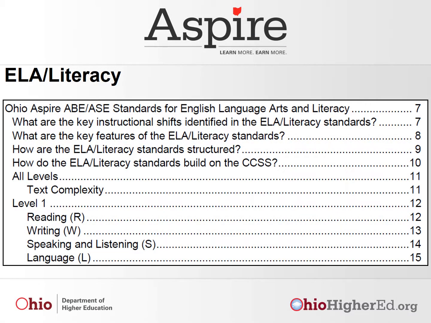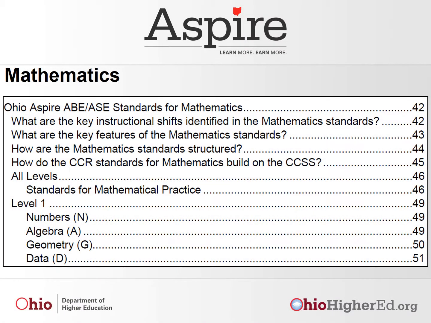The large section following the introduction is the section for English language, arts, and literacy, which is also referred to as ELA/literacy. The ELA/literacy section contains an explanation of the key instructional shifts, the structure of the standards, and how the standards build on the Common Core state standards. On page 11, the standards for ELA/literacy begin with text complexity that crosses all levels. Then the standards are broken down by level and include all 4 content areas: reading, writing, speaking and listening, and language.